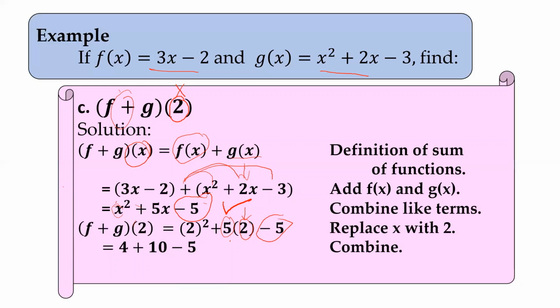Now, tapos na tayong nag-replace. Therefore, we have to perform operations. 2 squared, that would give us 4. Bring down, 5 times 2, that means plus 10. Kasi 5 times 2 is 10. Bring down, negative 5. Ito siya. Then, we have to simplify further our answer. 4 plus 10, 14, minus 5, that would give us the answer of 9. Therefore, the final answer for this is 9. Alright?